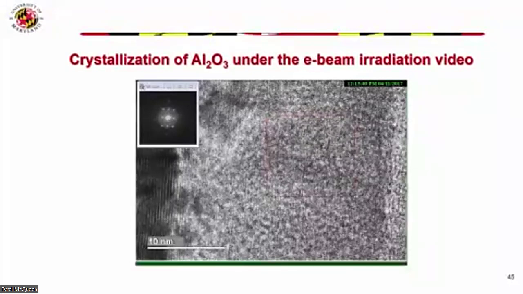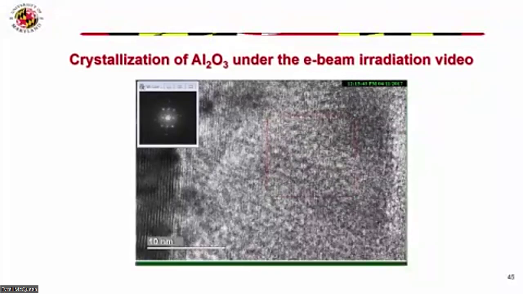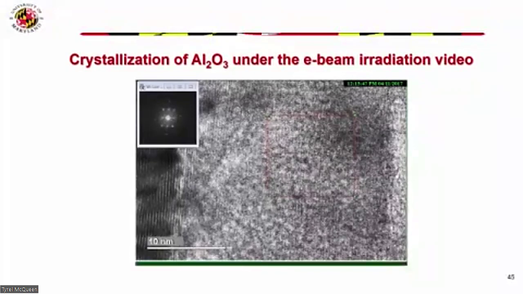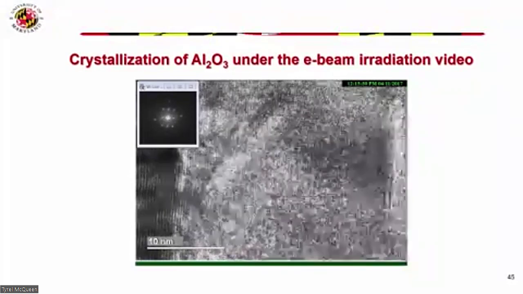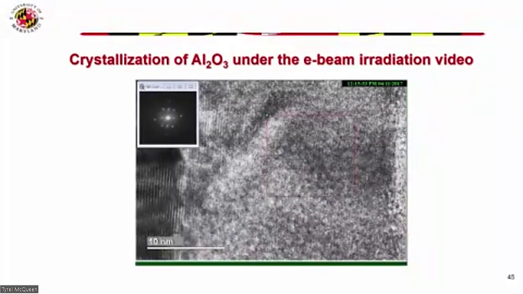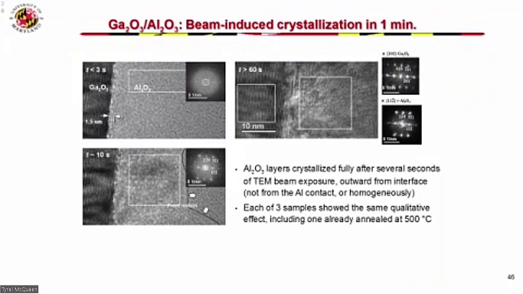So here again, this is another area, and we just kept on following this. And as you can see, it's hard to tell just from this fast Fourier transform, but it's the same orientation everywhere. So there's crystallization coming from the area that was already crystallized, but also from this interface. So this is just a snapshot of some frames.